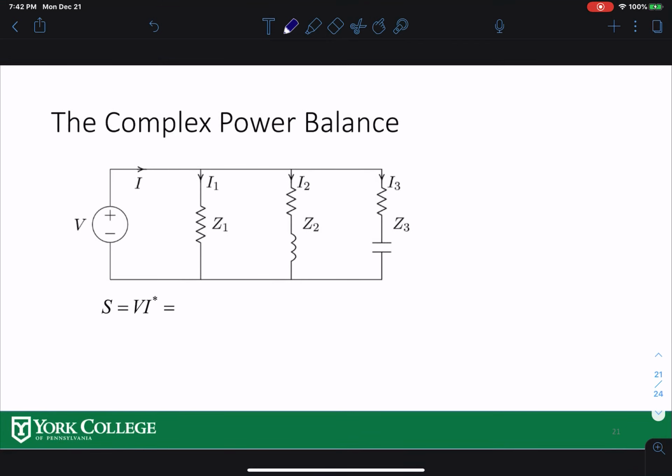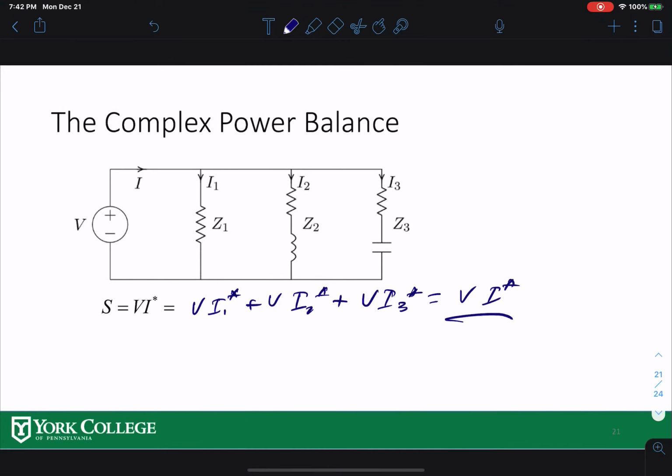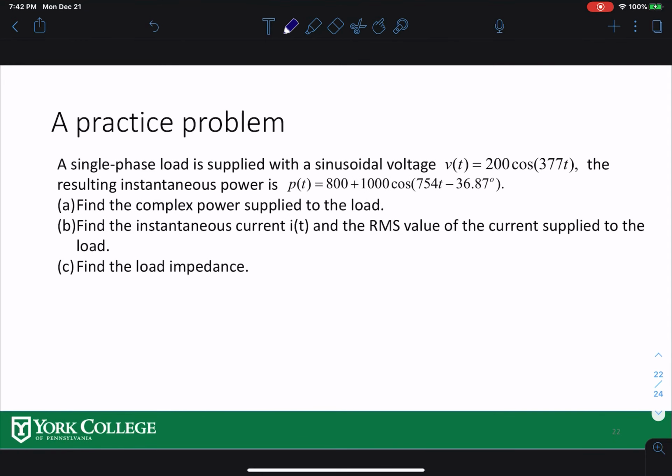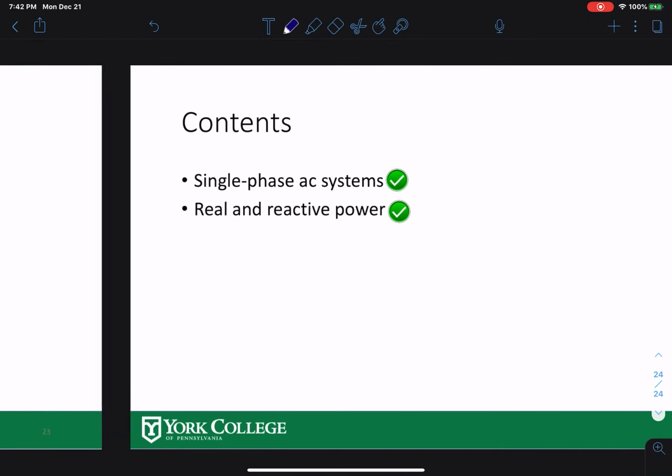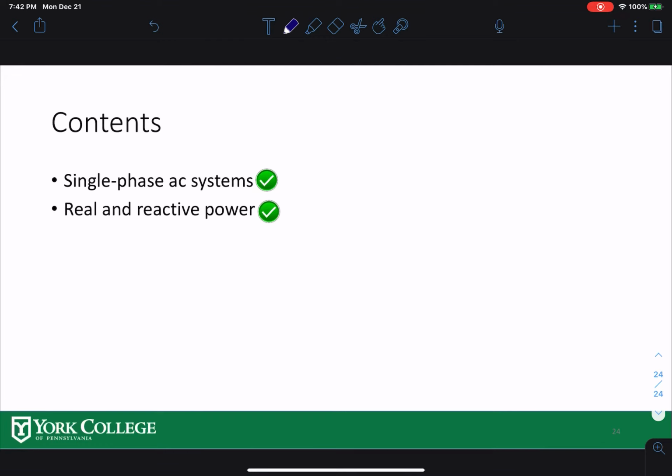And for the apparent power or complex power for the whole circuit, we basically add each of them together. So this will be VI1 conjugate plus VI2 conjugate plus VI3 conjugate, or I can do VI conjugate for the total, the same thing. All right. So we're going to do this problem in the class, and I think that's all for part 2. I'll see you in the class and solve the problem. I'm going to use the class time to mainly solve the problem.